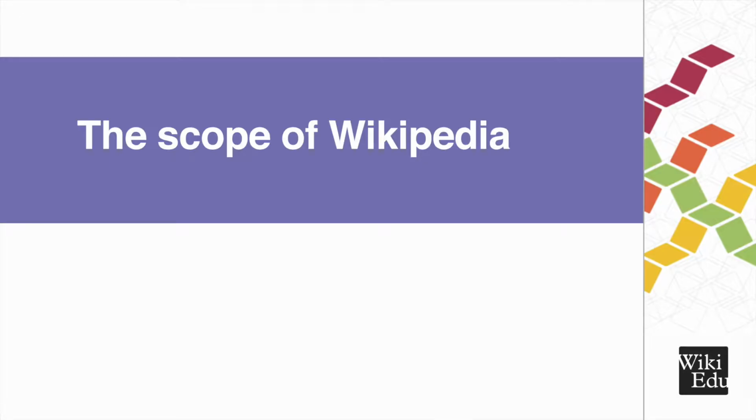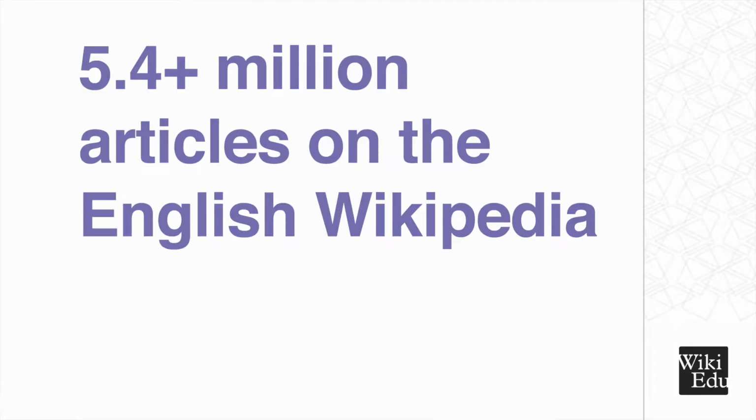Taking a step back, a little bit more broadly, what is the scope of Wikipedia? We all use it. I hope most of you have probably used it in the last couple of days to find something. There are over 5 million articles on the English Wikipedia alone, and there are an additional 290 or so other languages that also have their own curated lists of articles around the world.